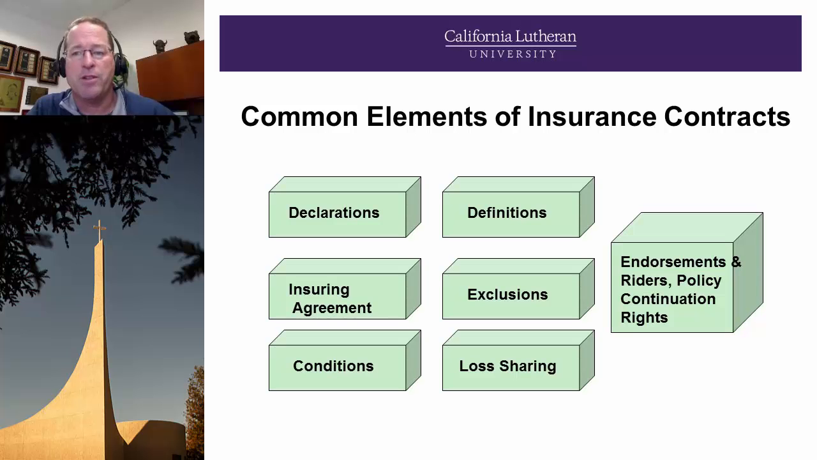Some common elements of insurance contracts: the declarations, the insuring agreement, conditions, exclusions, definitions, loss sharing provisions, and last, endorsements, riders, and policy continuation rights.